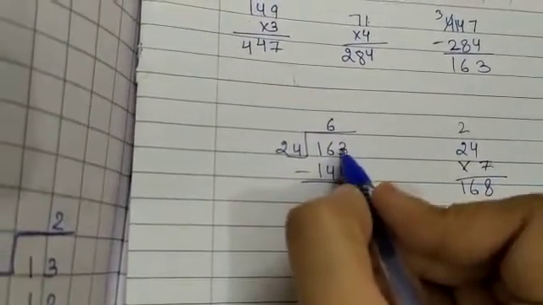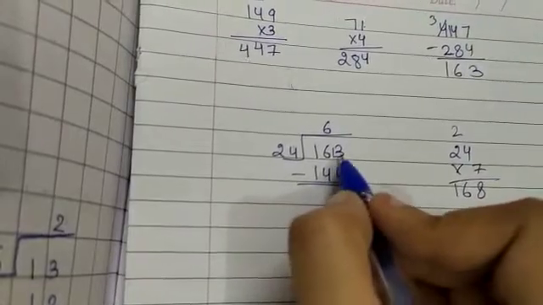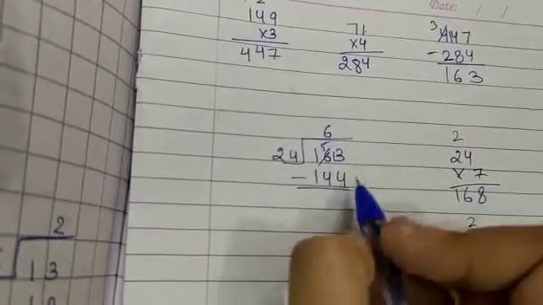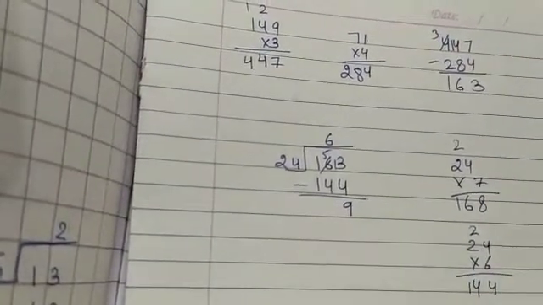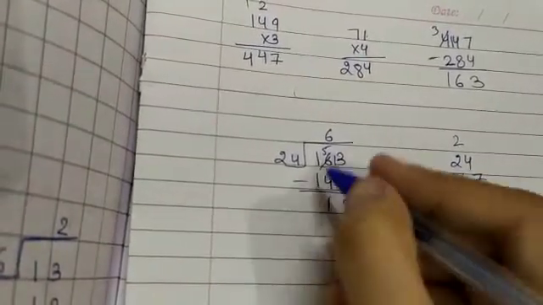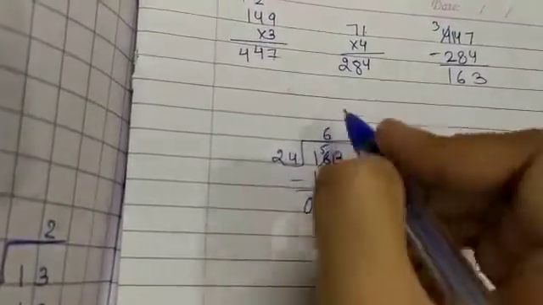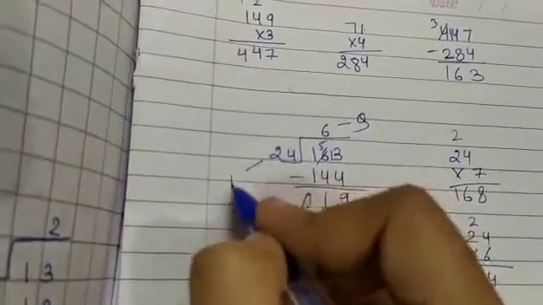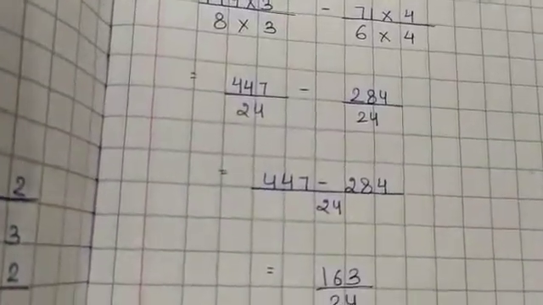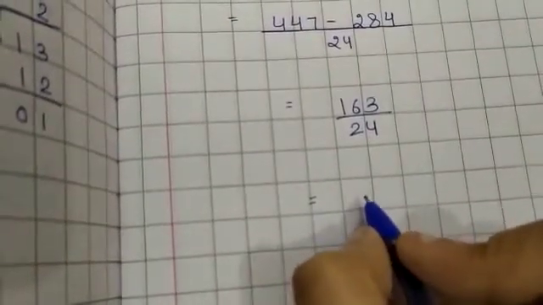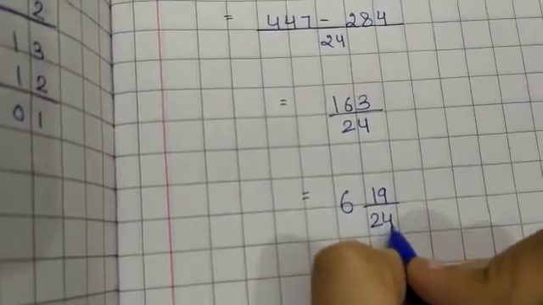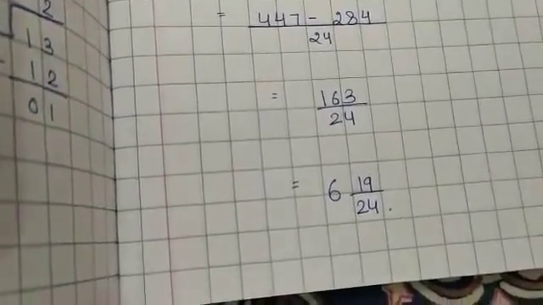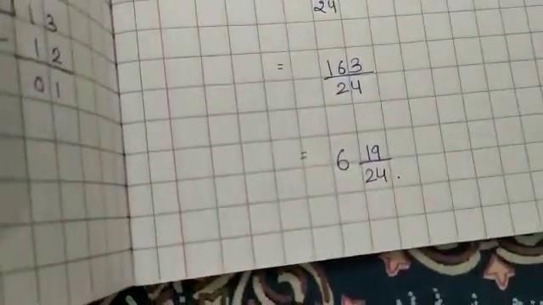Now subtract. Take one borrow from this 6, which makes this 3 13, and the 6 will become 5. So 13 minus 4 is equal to 9. 5 minus 4 is equals to 1, and 1 minus 1 is equals to 0. So this is the quotient, this is the remainder, and this is the divisor. So the answer is quotient, which is 6, remainder which is 19, upon divisor which is 24. So children, complete this question.